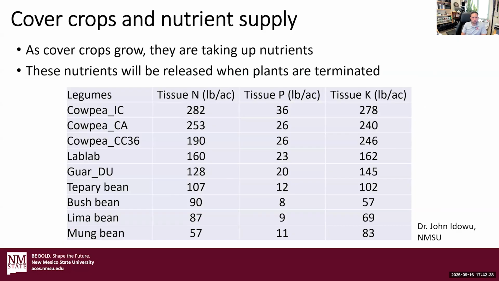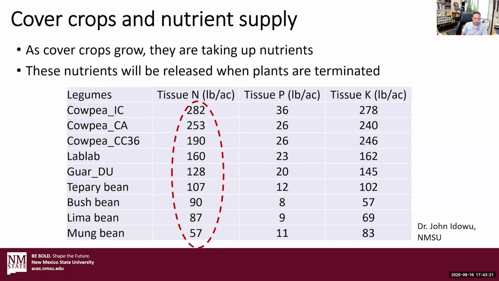And so, cover crops and the nutrient supply. As the cover crop grows, they are also taking up nutrients. So they're not just giving free nutrients to the soil. When they're growing, they need those nutrients to establish themselves and to grow. But later on, these nutrients will be released when the plants are terminated, right? So we're going to terminate those cover crops and incorporate them back into the soil. And so here are some examples of the types of legumes and the amount of nitrogen, potassium, and phosphorus that's applied back into the soil.